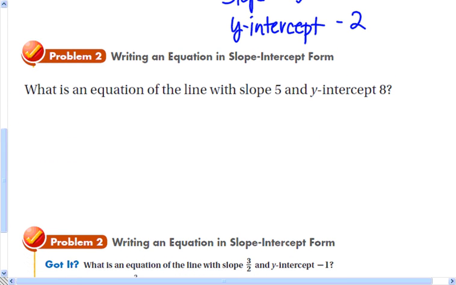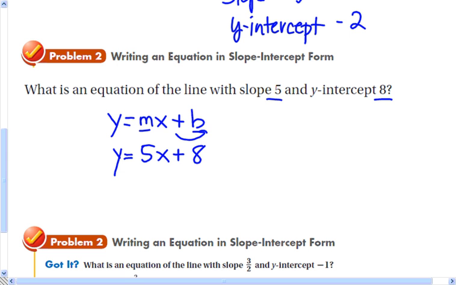Problem 2, writing an equation in slope-intercept form. Same thing. This is our form right here. We need to figure out what the slope is and what the y-intercept is to write the equation. We're given the slope is 5, so we're going to substitute 5 for m. And we're given the y-intercept is 8, and that is the thing that we add on, so we're going to add on 8, and then that's the equation in slope-intercept form.